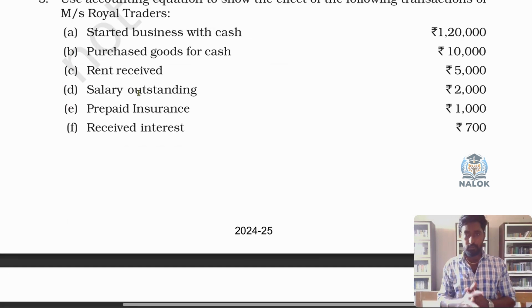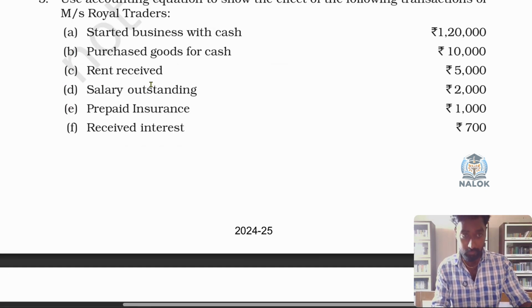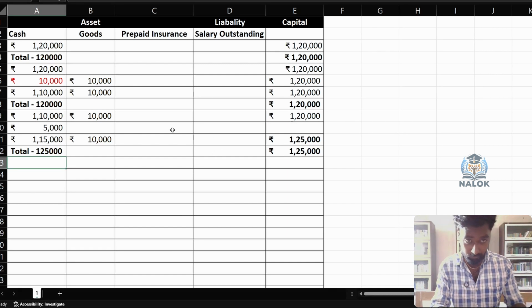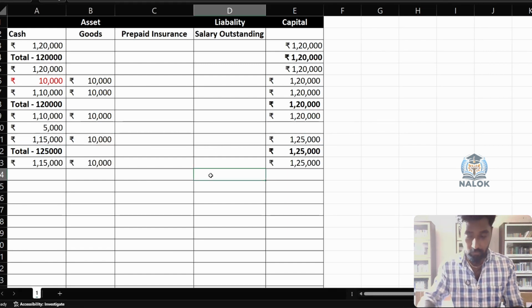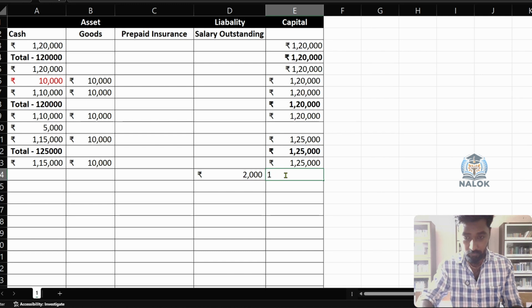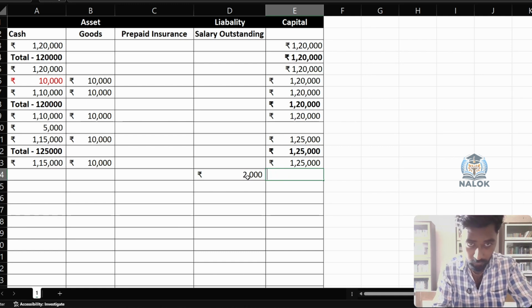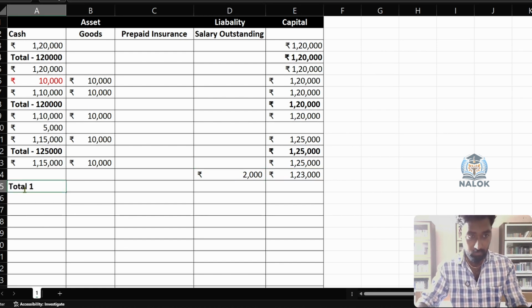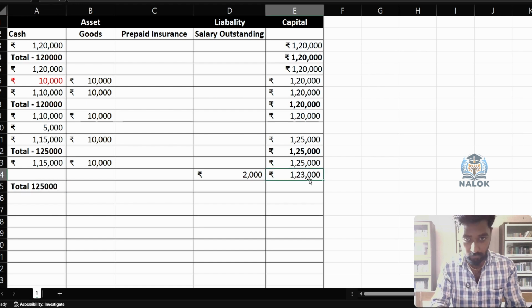So we got salary outstanding for 2,000 rupees. So salary outstanding. So this is a liability for us. We have to pay the salary back. Okay. So before that, let's bring this down. So let's keep 2,000 here. So this is the salary outstanding that we have yet to pay, and we have the capital of 1,25,000. So this is a liability for us. If this is a liability, our capital will reduce. So our capital is going to be 1,23,000. So the total is going to be 1,25,000. 1,23,000 plus 2,000 is going to be 1,25,000.